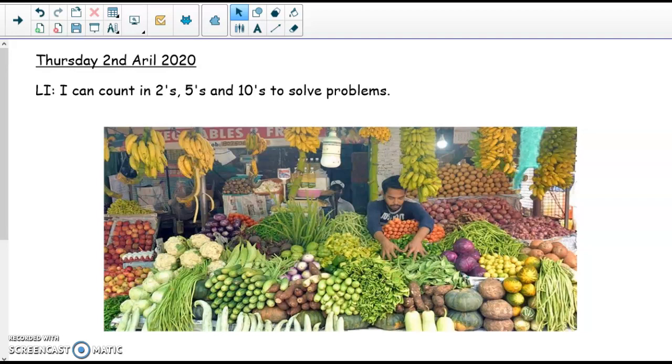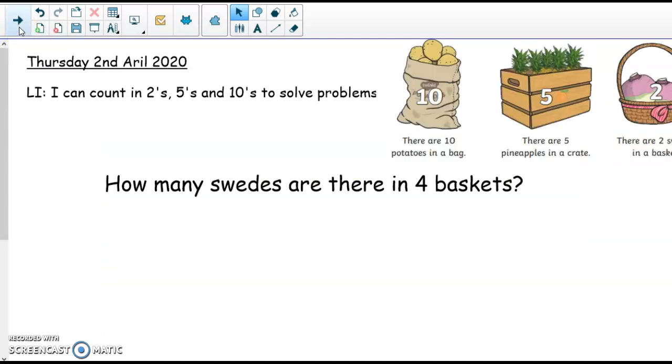And today we're going to visit a market. And in that market they are selling bags of potatoes, they are selling crates of pineapples and they are selling baskets of swede. Okay, and each one has a certain number in each amount. So here, as you can see at the top, there are 10 potatoes in each bag, there are 5 pineapples and there are 2 swedes in each basket.